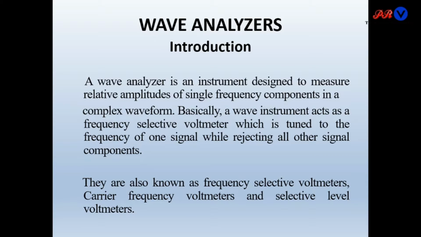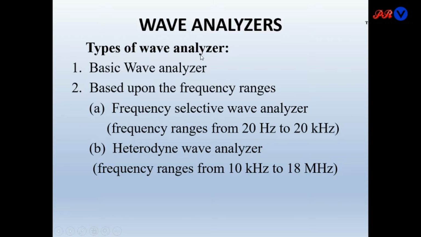So, they are also known as frequency selective voltmeters, carrier frequency voltmeters and selective level voltmeters, because they measure the voltage. So, types of wave analyzer: basic wave analyzer, and types based upon the frequency range. Based upon the frequency range, there are two further types: frequency selective and heterodyne wave analyzer. Frequency selective wave analyzers are used at low frequency, that is 20 Hz to 20 kHz, while heterodyne wave analyzers are used for high frequency, 10 kHz to 18 MHz.